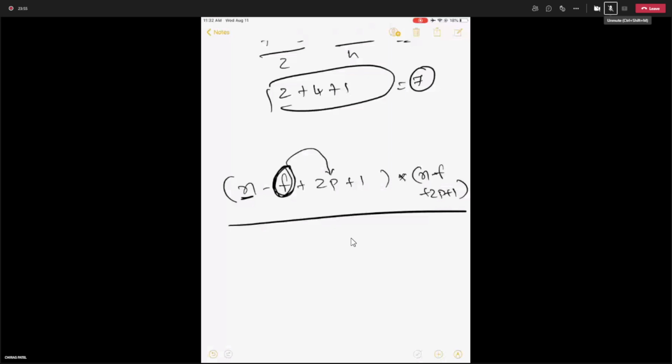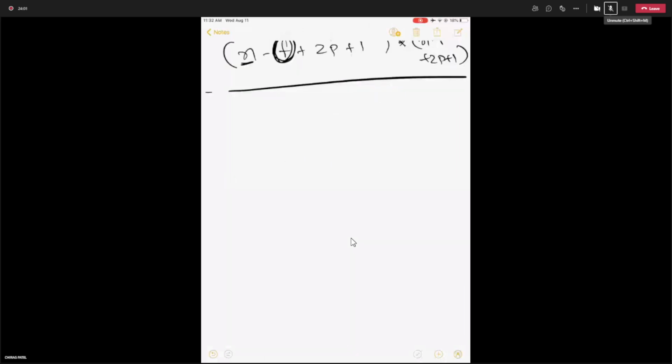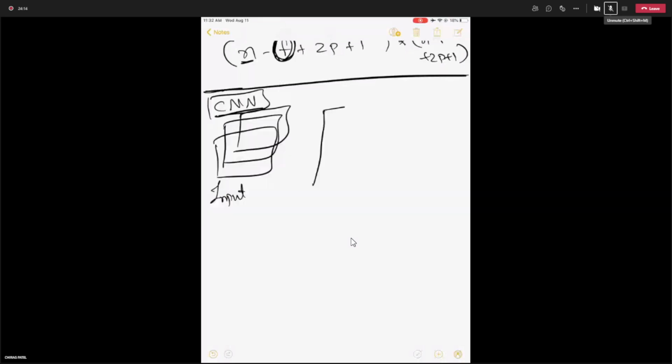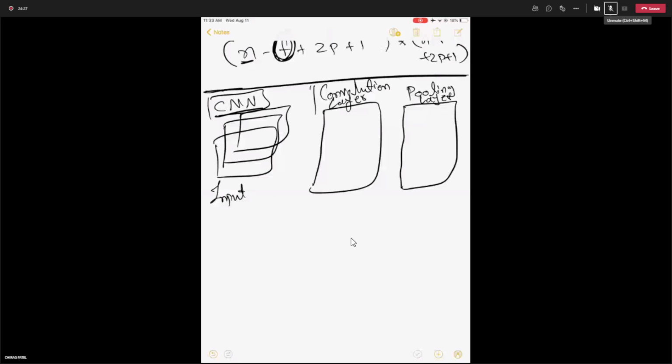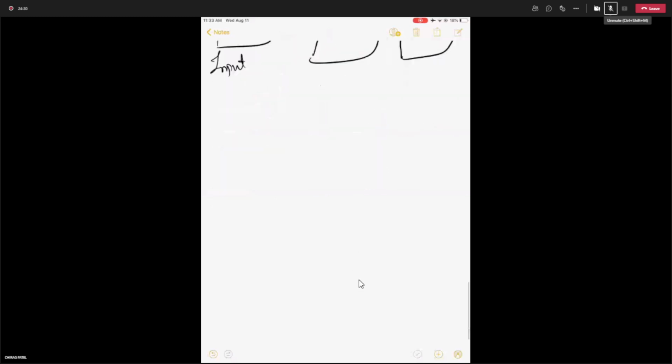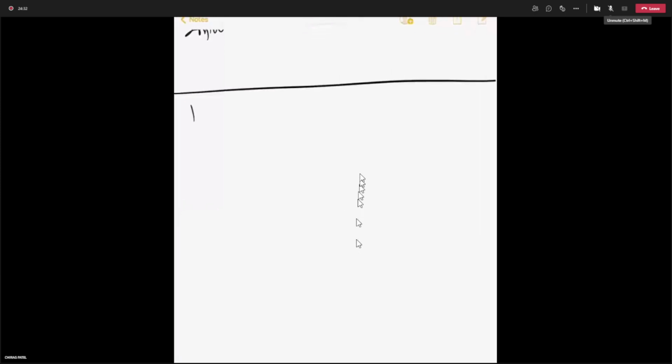Can I move forward? Good. Now, in the convolutional neural network, last time when we had drawn, this is your input. Then you have your convolution layer. Then we have your pooling layer. So we had to understand this layer. Now we are going for this. What do we mean by your pooling layer?